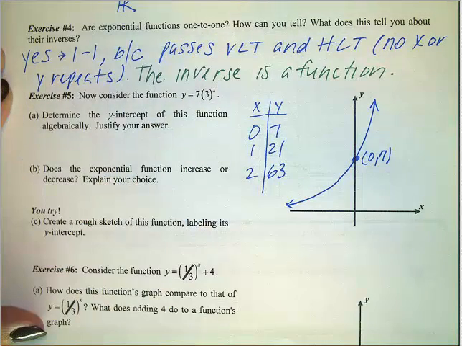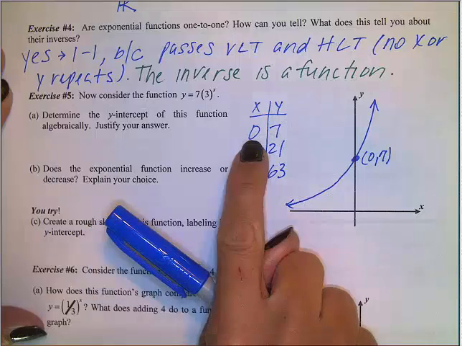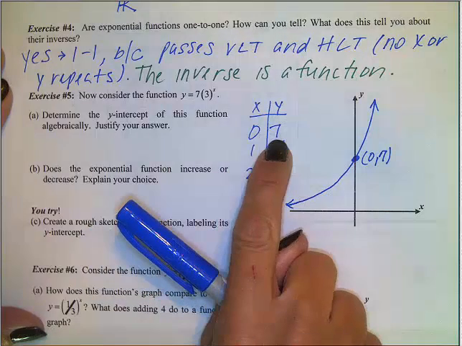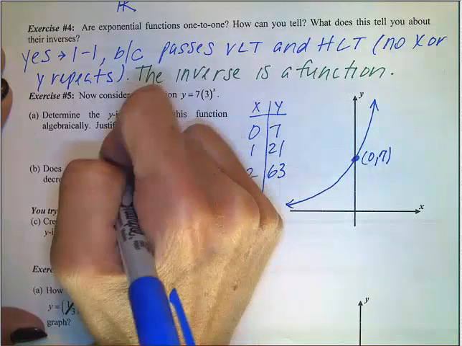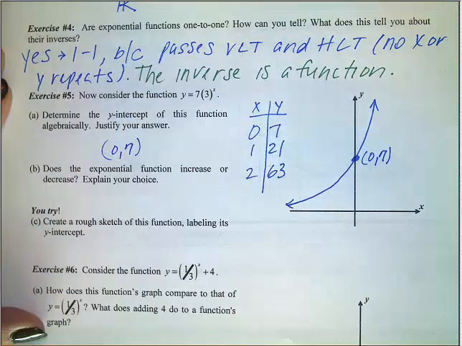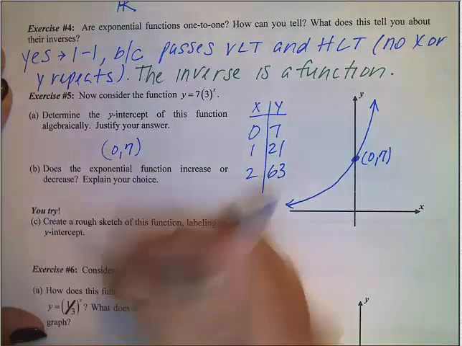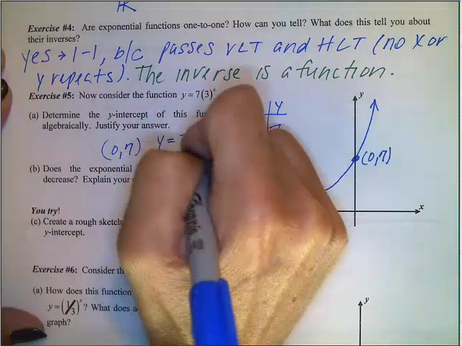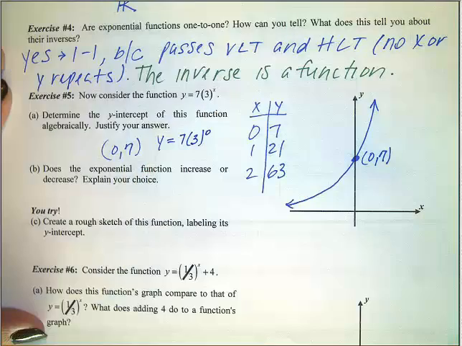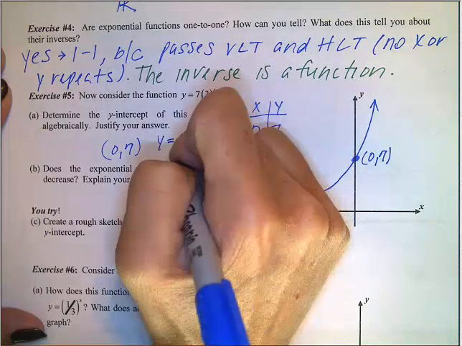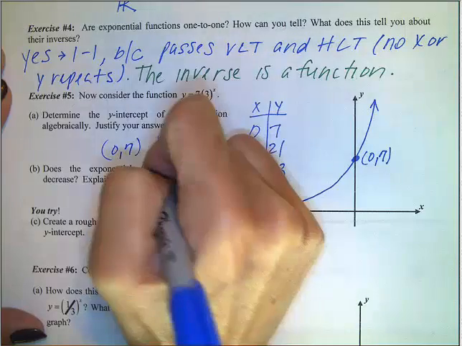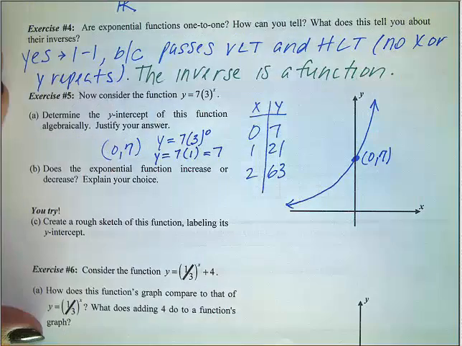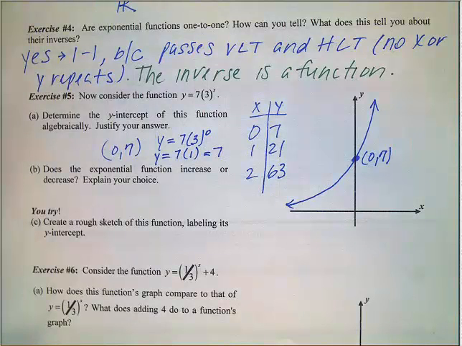Determine the y-intercept. So at 0, my value is 7. So the y-intercept, the x value is always 0. So my y-intercept is 0, 7. Now to justify my work, I know that x is 0. So y equals 7 times 3 to the 0. Well, anything to the 0 power is 1. So 7 times 1 is 7. So that's another way to get the y-intercept, is to plug in 0 for x.